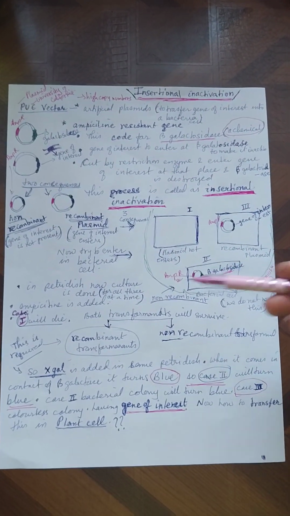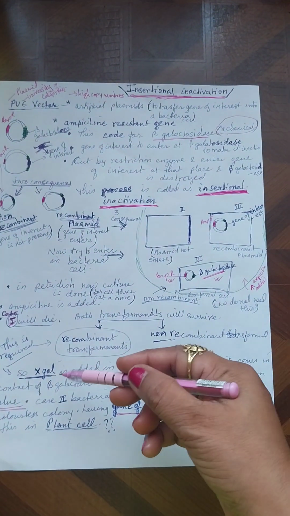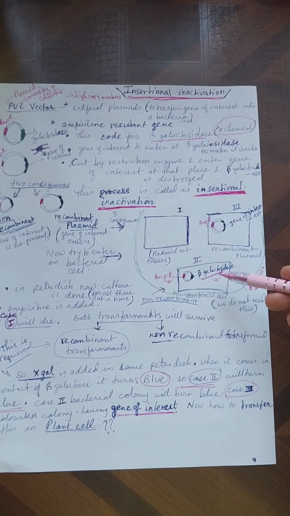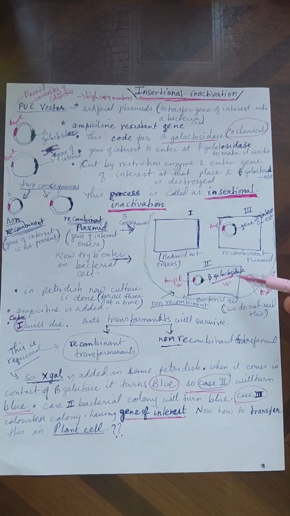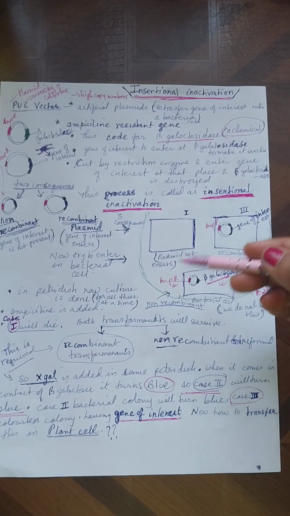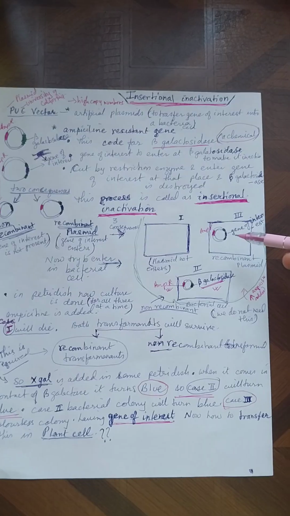So, for that X-gal chemical is added in the same petri dish. What is the property of X-gal? X-gal, when it comes in contact with beta galactosidase, turns blue. So, here the bacteria culture being done, the colony will develop blue color, a colony of bacteria will grow. And here colorless bacteria will grow.